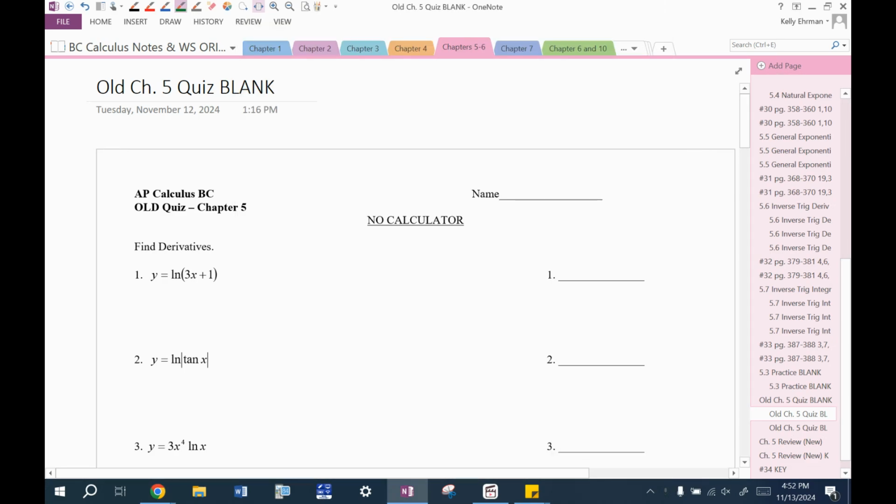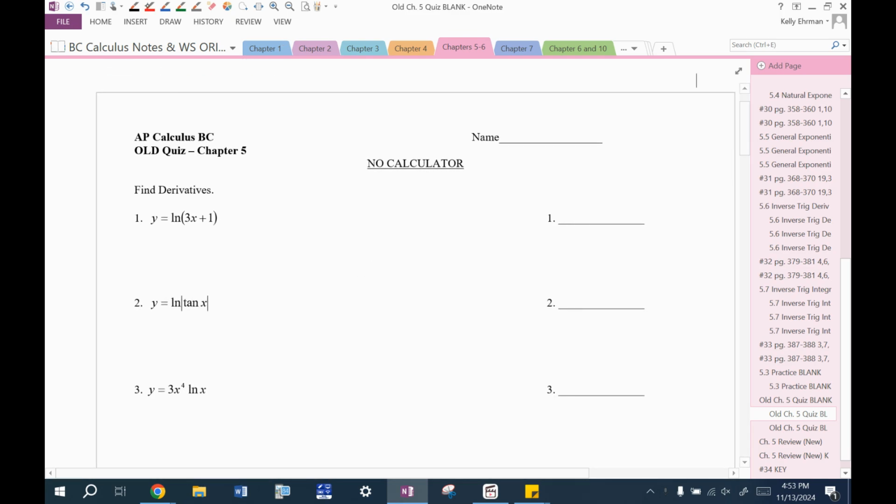All right, so this is the old quiz that we used to give back when there was a chapter 5/6. So this will give you a good idea of some of the derivatives and integrals that you need to be able to do for our chapter 5 test.